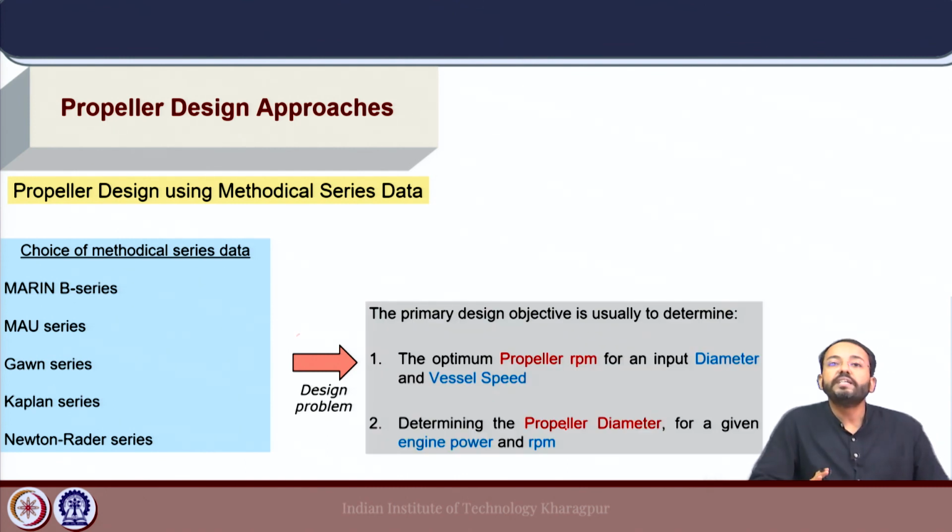Here the primary objective is usually to determine the optimum propeller RPM for an input diameter and vessel speed, or on the other hand to determine the propeller diameter for a given engine power and RPM. So, in general these are the two objectives which are met during a propeller design process. Either the diameter and vessel speed are the input for which we get the optimum propeller RPM, or the engine power and RPM are provided as an input and we get the propeller diameter from the design process.